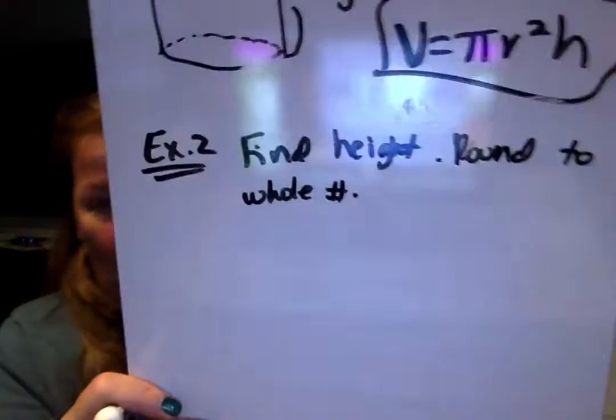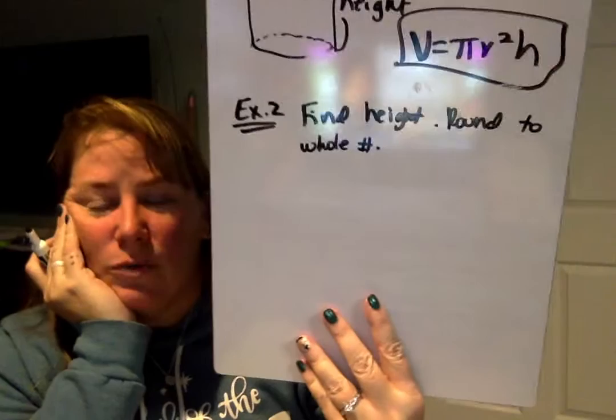Now we're going to do a number. Example 2. This one's a little bit different because we're not finding volume, because the volume now is going to be given to us. So it's going to be find the height. Round to the nearest whole number. They will always tell you what to round to. Make sure you pay attention to what you're rounding to. Find height, round to the nearest whole.